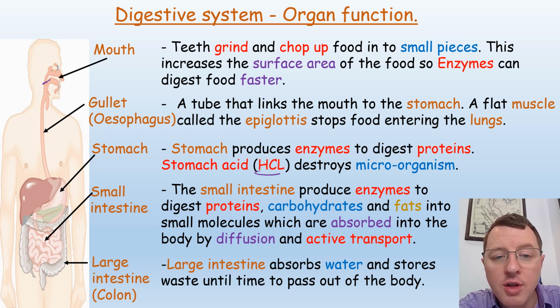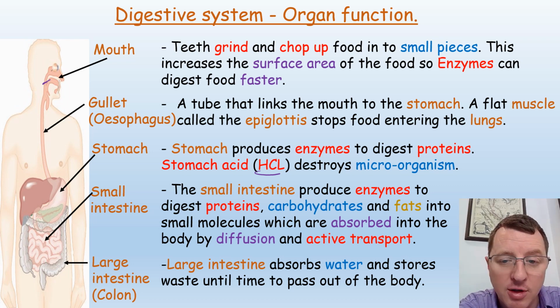The next organ is the small intestine, and the small intestine produces a range of enzymes to digest proteins, carbohydrates and fats into the small molecules which are then absorbed into the body by diffusion and active transport. So those small molecules will move into the blood and be transported around the body by the blood to the cells and tissues that need them.